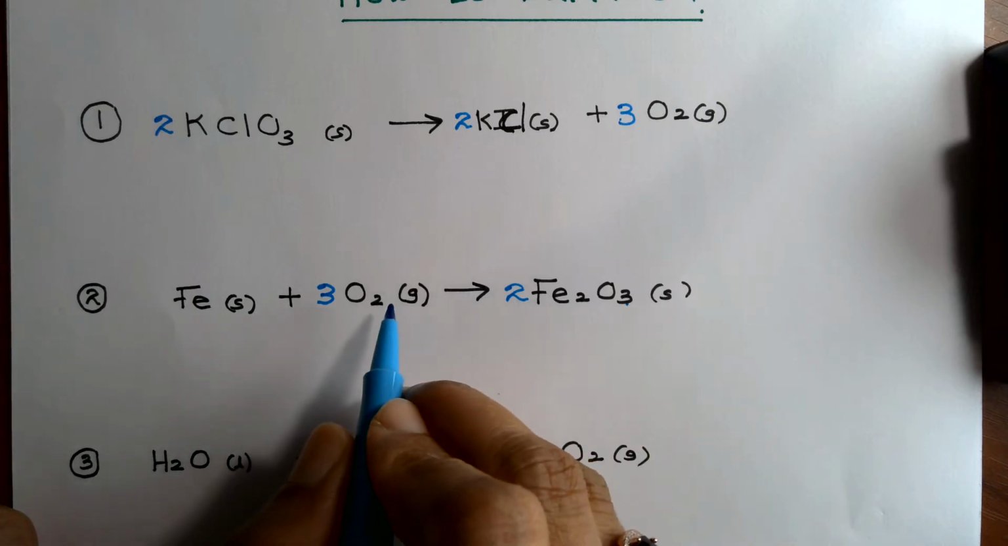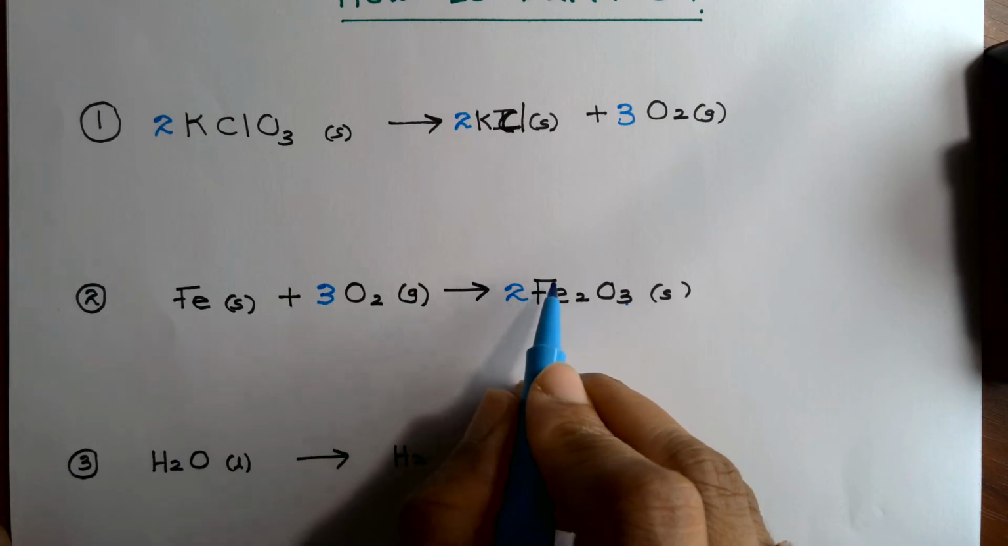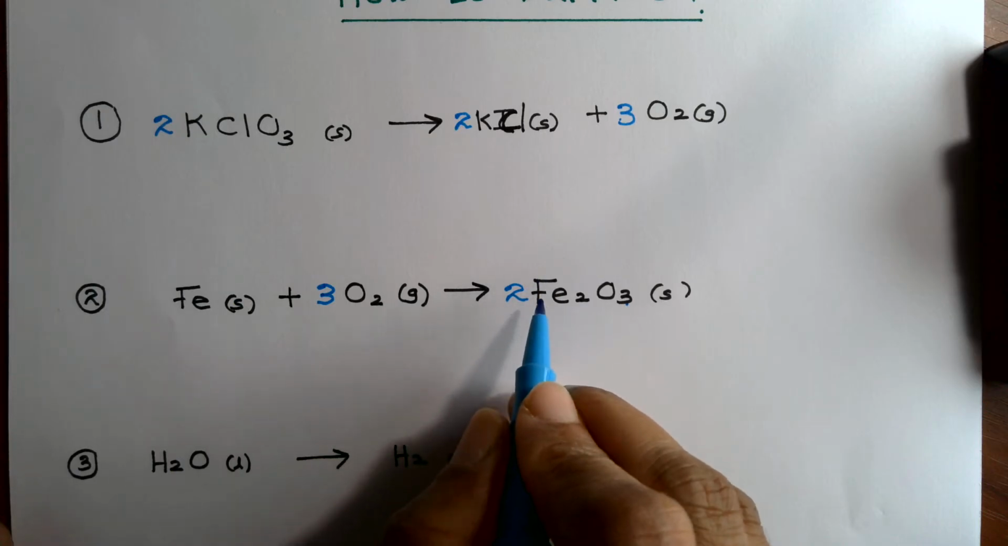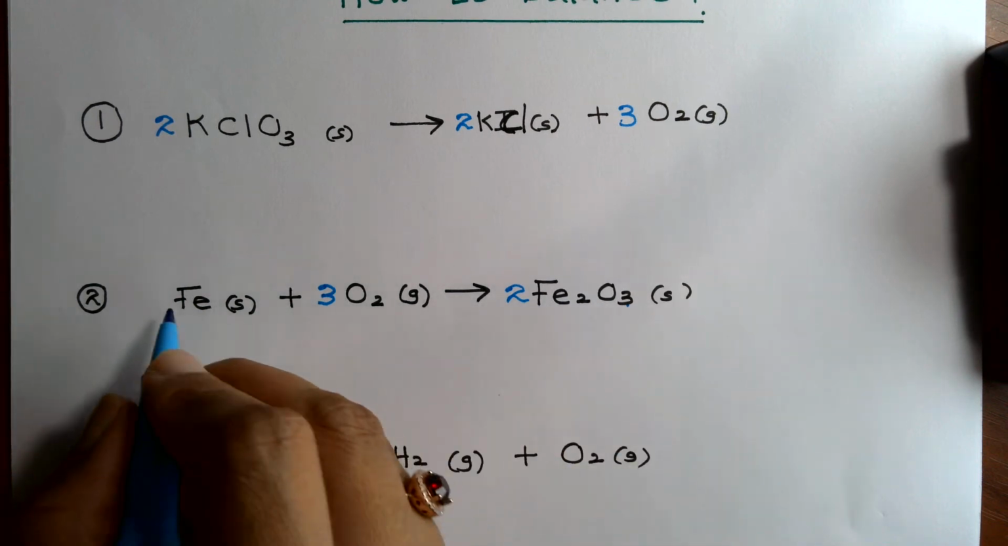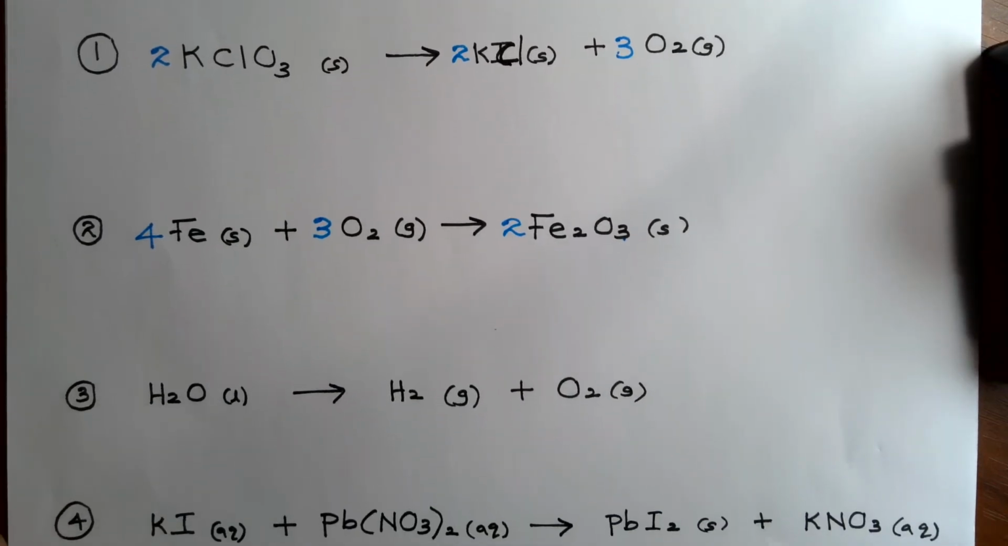The only thing remaining is iron. So 2 times 2, there are 4 Fe atoms, 4 iron atoms in the product side. 2 times 2. So then I have to add 4, the coefficient 4, to balance the Fe. Let's go to our third reaction.